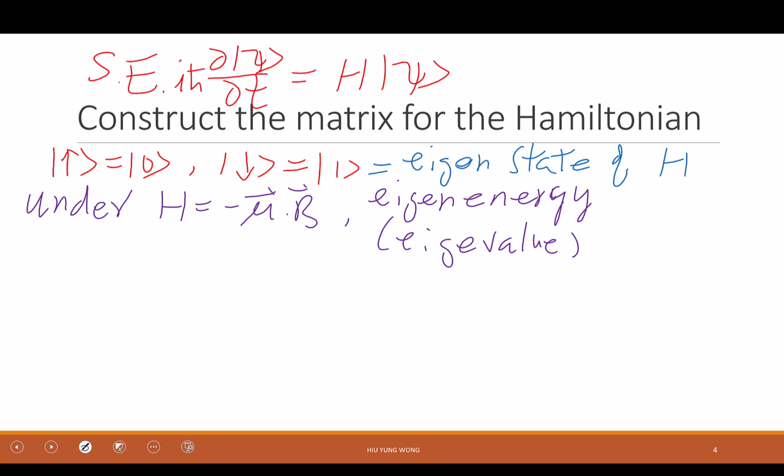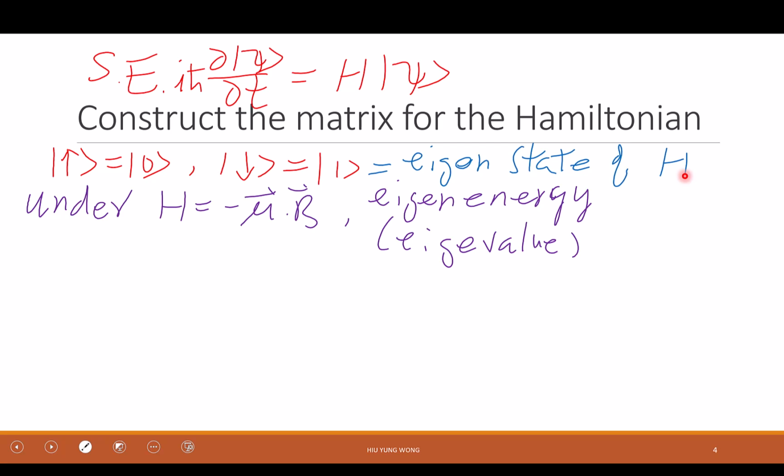Right? You can either be pointing up or pointing down. Okay, this is given. Maybe a little bit confusing, but let's say we do a lot of experiments and I tell you that this is the eigenstate of H. When you have a magnetic field pointing down, you are only going to get two states. One is spin up, one is spin down. You cannot get a state that is left or right because they are not the eigenstate of this system.